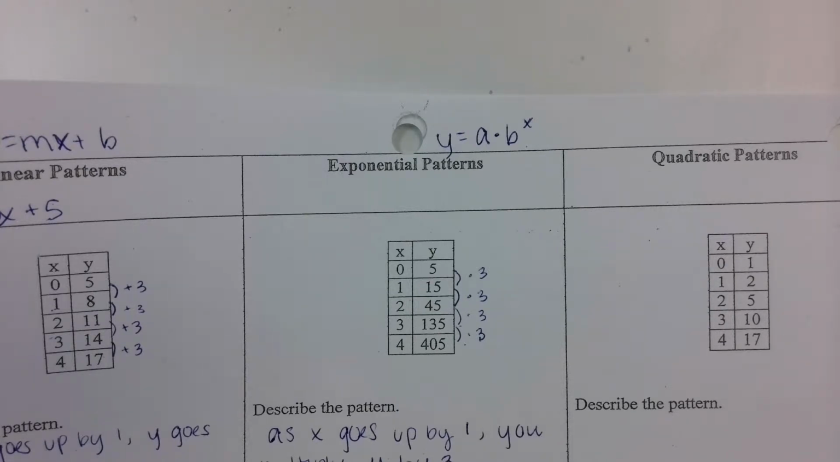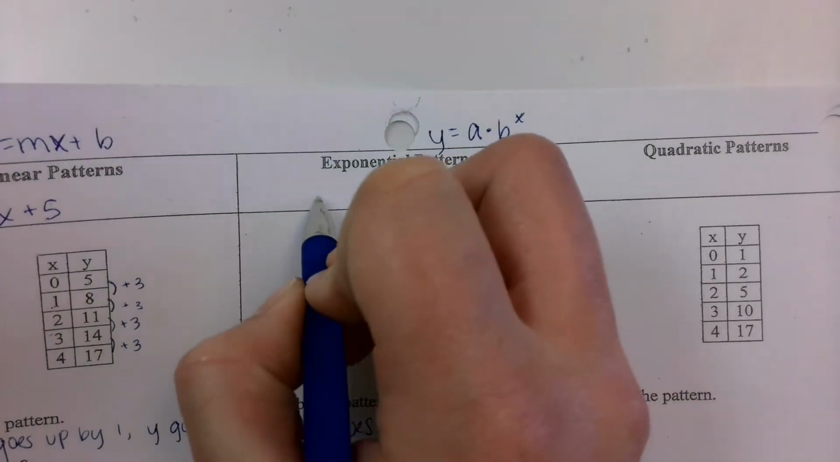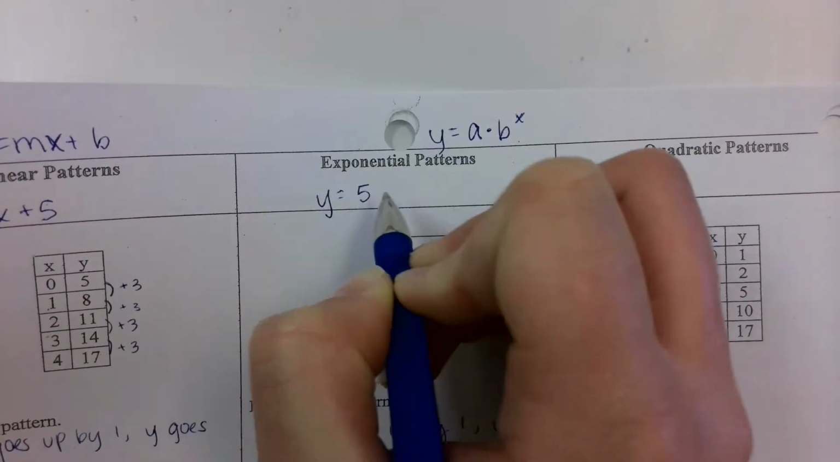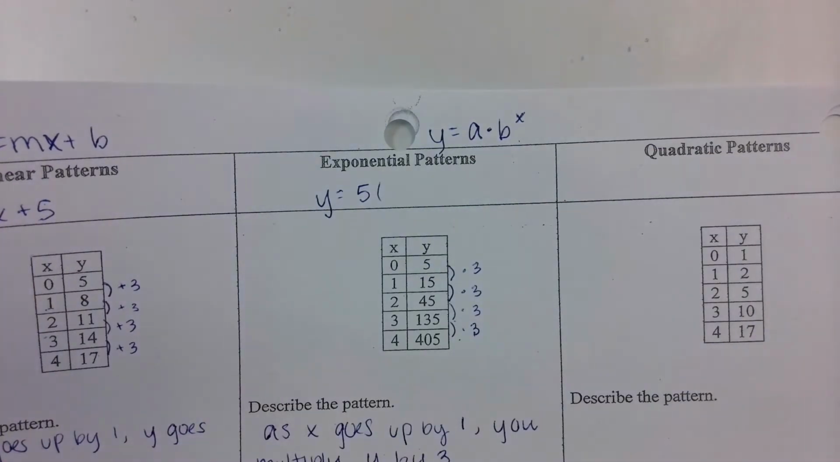So what does that a stand for? What is our initial amount here? What do we start with? 5. And then that b value, the number inside parentheses. You've got to take a wild guess. What do you think that might be? What are we doing to our y values each time? When you times something by 3, what's another way to say that? If you times something by 2, it's the same as doubling. If you're doing times 3, it's tripling.